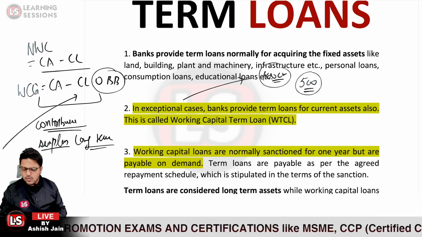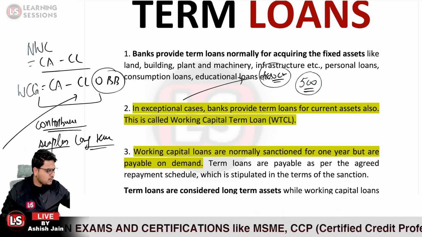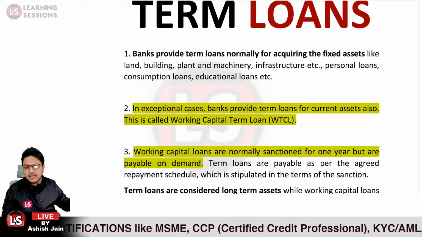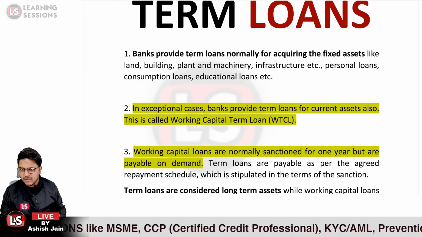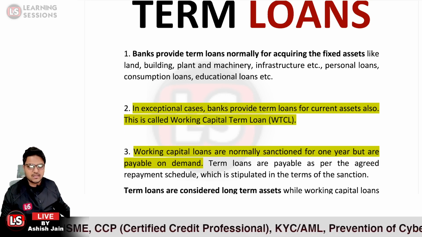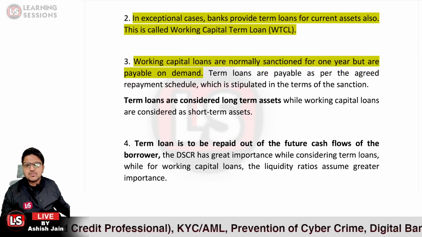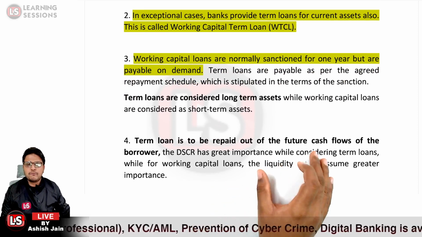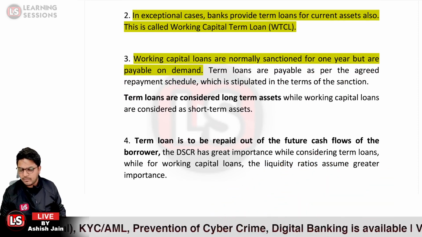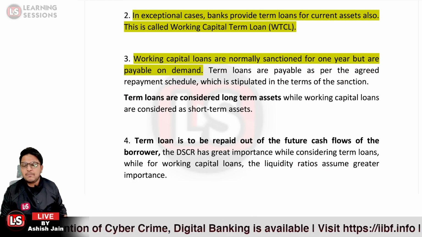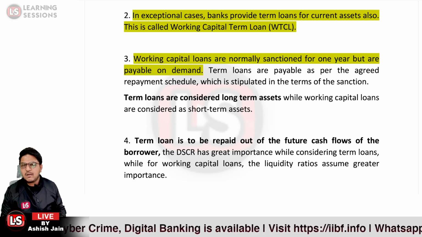So there is no uniform repayment schedule for all the term loans. It may be the case that one term loan has a repayment schedule of 1 year, and another has a repayment schedule of 3 years or 5 years or even more. Okay, so a term loan is to be repaid out of the future cash flows of the borrower. That is, the debt service coverage ratio has great importance while considering term loans.